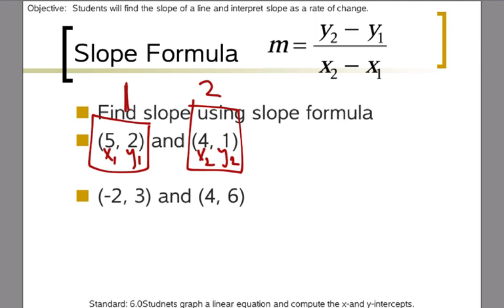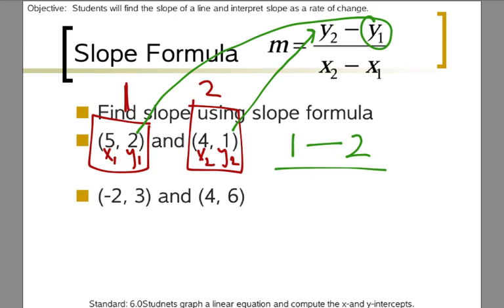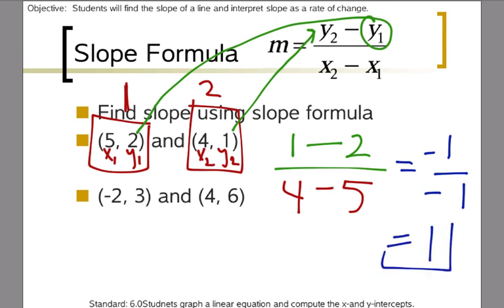So when I plug it in the formula, I would put the 1 where it says y2, so I say 1 minus the y1, which is the 2, divided by x2, which is the 4, minus x1, which is the 5. And then all I have to do is simplify. So 1 minus 2 is negative 1, divided by 4 minus 5 is negative 1. And the answer is negative 1 divided by negative 1, which of course is positive 1. The slope is 1 for this first one.